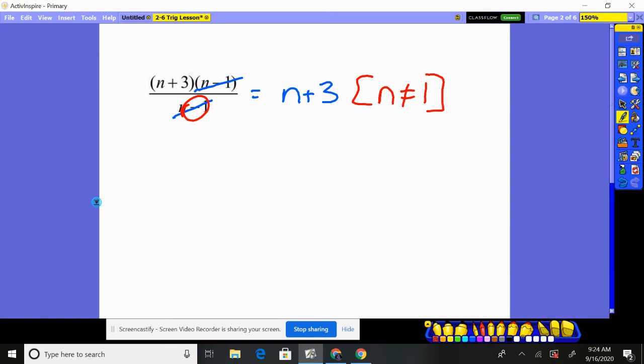Because if you plug a 1 into the original equation, which was this, you would get an error. If you just say, oh, it simplifies to n plus 3, people aren't going to realize that n can't be 1 because it looks like, oh, I can plug 1 in here. 1 plus 3 is 4. So the answer to that equation would be 4. No, you have to remember the restrictions.